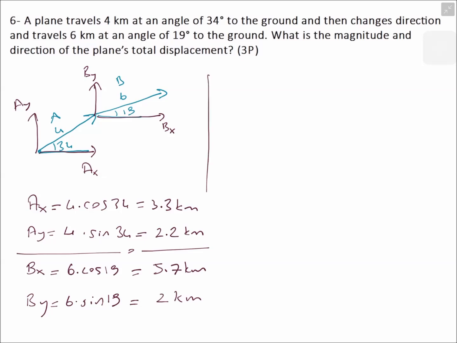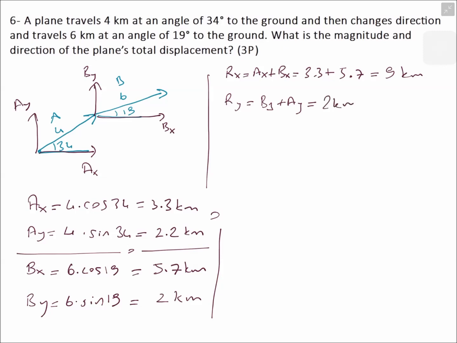And now I have to calculate Rx and Ry. Rx is equal to Ax plus Bx. Ax is 3.3 plus Bx is 5.7, so it's going to be 9 kilometers. Ry is By plus Ay. By is 2 kilometers, and Ay is 2.2 kilometers, so it's going to be 4.2 kilometers.